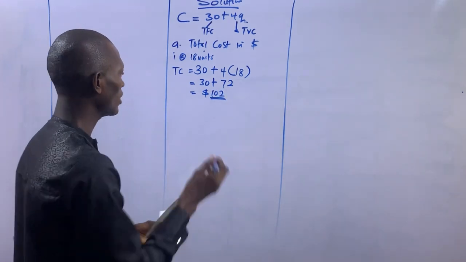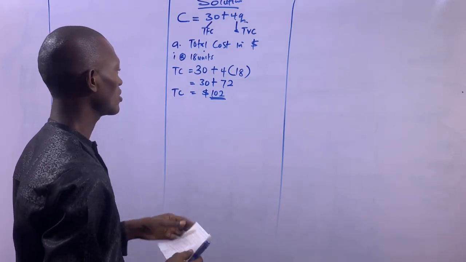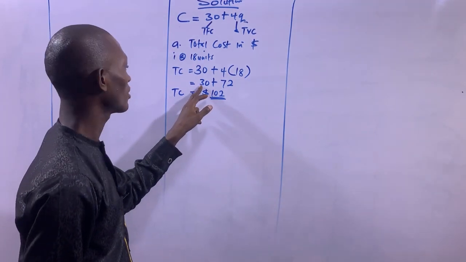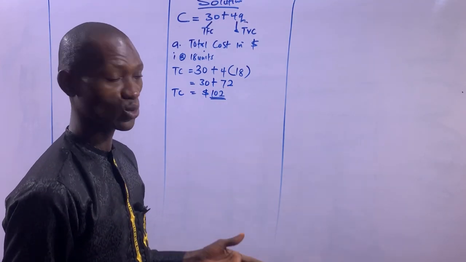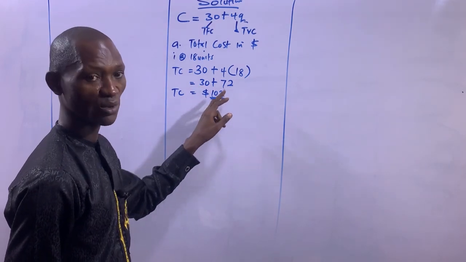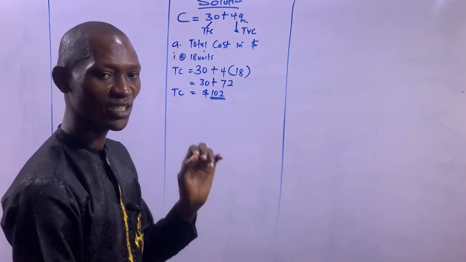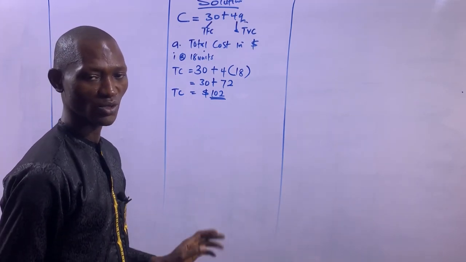That's the total cost of producing 18 units, of which 30 makes up the fixed cost and 72 makes up the total variable cost. So fixed cost plus variable cost gives us the total cost. So the total cost of producing 18 units of output is 102. So I hope that is understood.